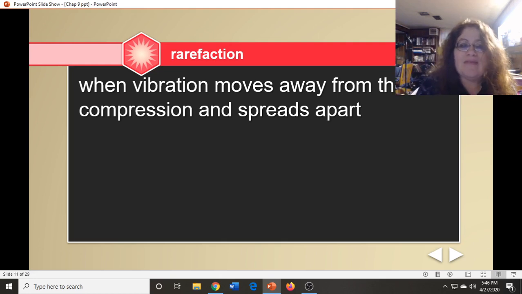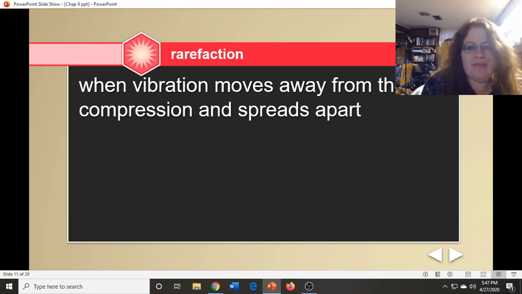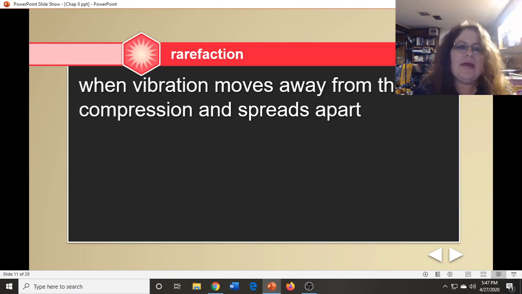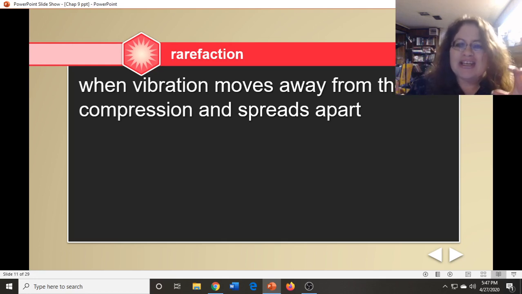We also talked about the fact that a wave is a disturbance that moves energy from place to place, and we talked about the fact that sound waves are mechanical waves. A mechanical wave must have matter for the wave to travel through. If there's no matter, the mechanical wave cannot travel. And last but not least, the two parts of the sound wave. Compression, close together, rarefaction, further apart.